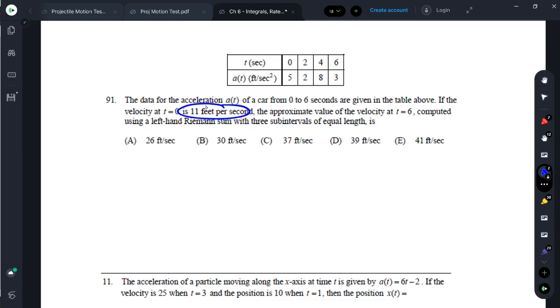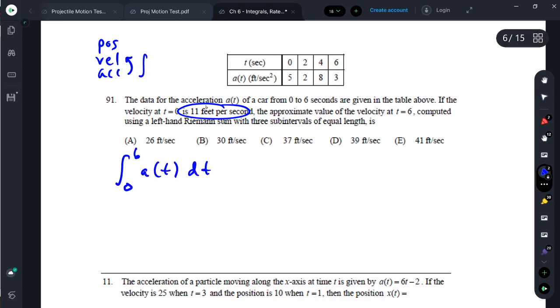This one has to do with the FTC. So basically what's happening is we have acceleration. If you think about position, velocity, acceleration, to go up the table, we need to take the integral. So this is going to basically tell us that the integral from 0 to 6 of the acceleration will equal v at 6 minus v at 0.